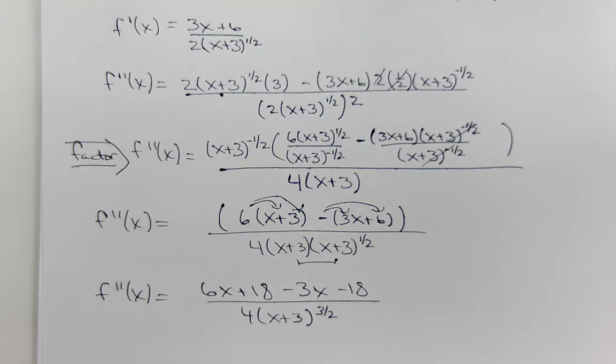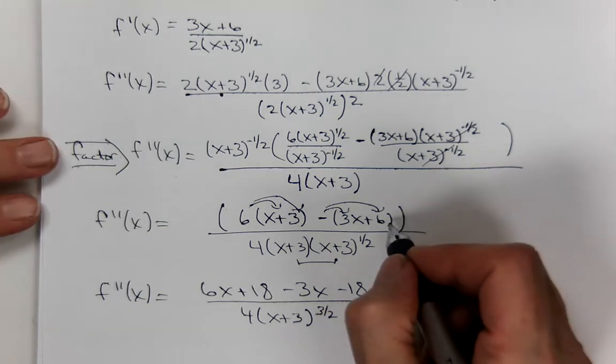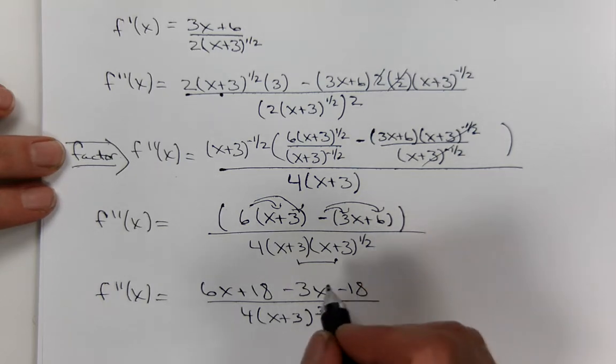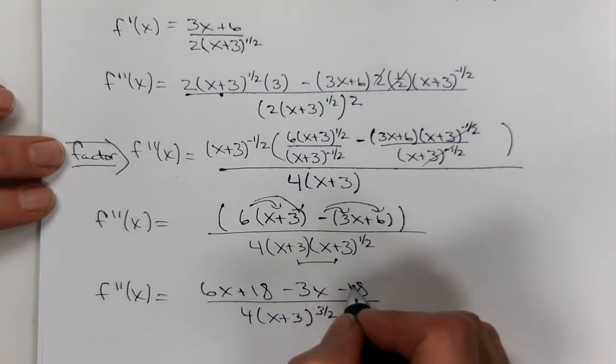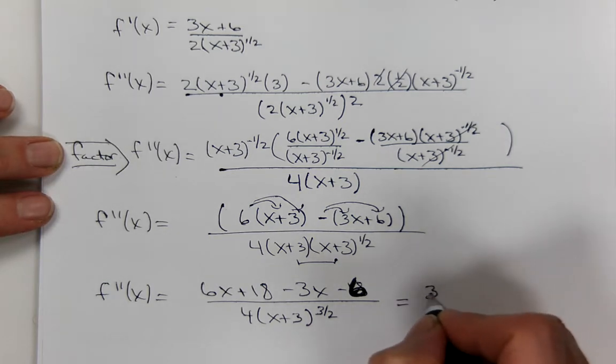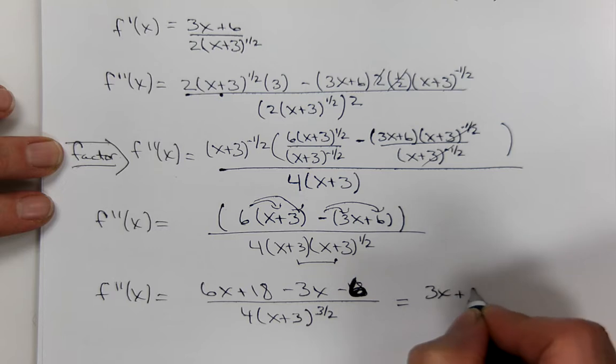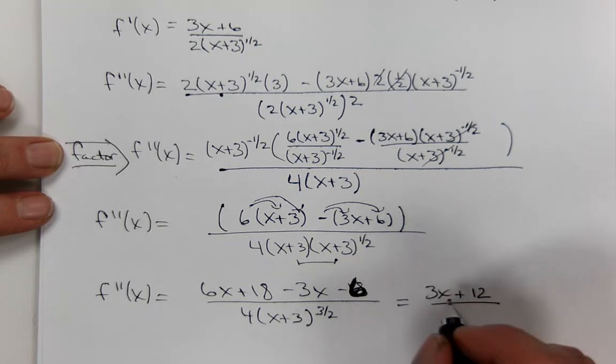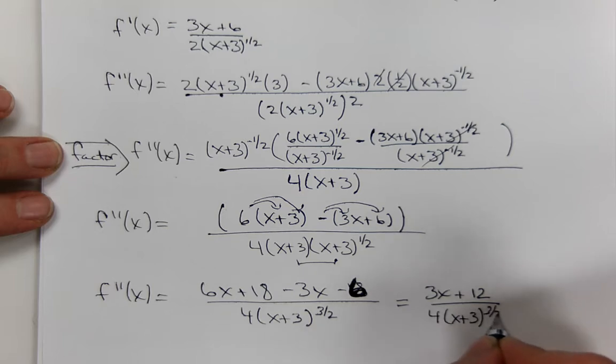Oh, where did I get that minus 18? This, I think, is wishful thinking. This should be negative 3x minus 6. Glad I caught that when I did. Something was not feeling right. Okay, so now we have 3x plus 12 over 4 times x plus 3 to the 3/2.